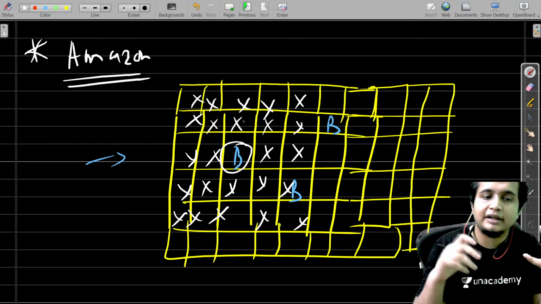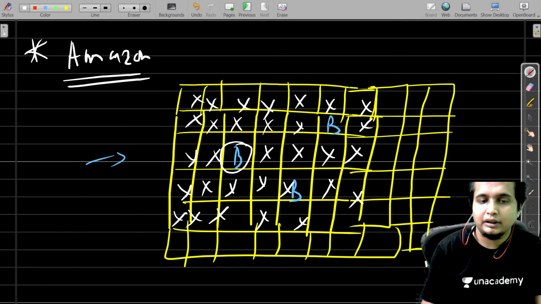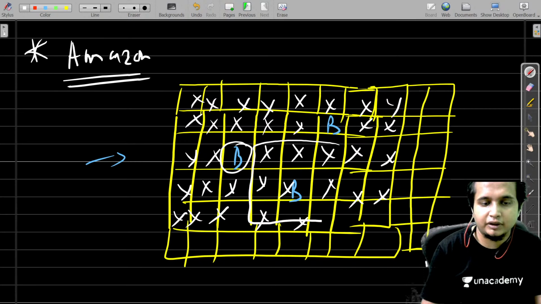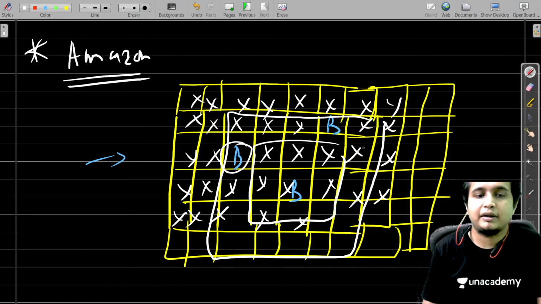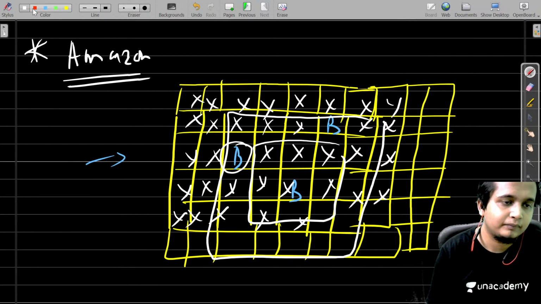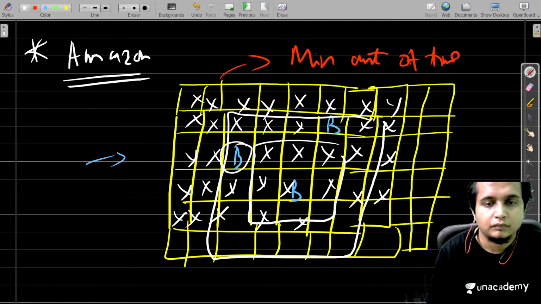Similarly, simultaneously, all the other bombs will also be working. So this bomb would destroy till here in 1 unit of time, then till here in 2 units of time. This bomb would have destroyed till here in 1 unit of time, and everything till here in 2 units of time. So you need to tell me the minimum amount of time required to blast the whole grid.